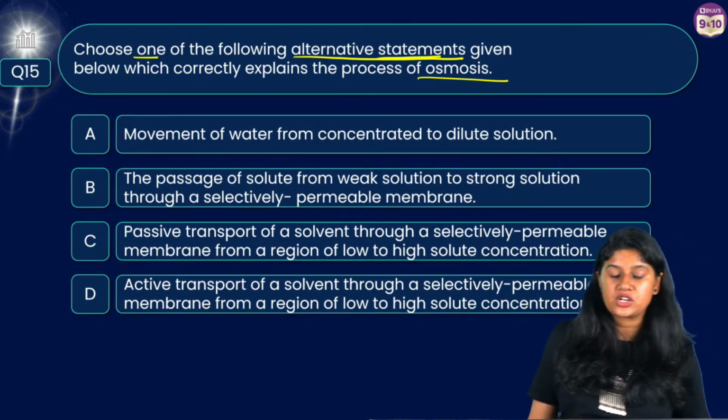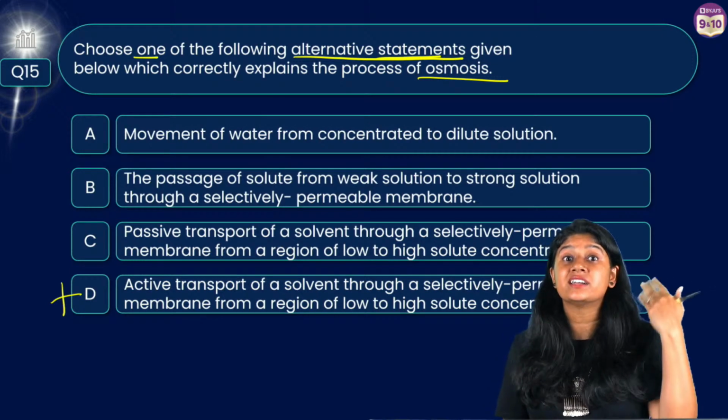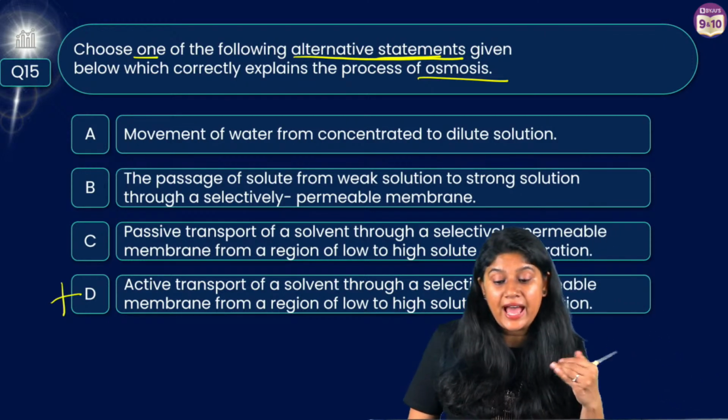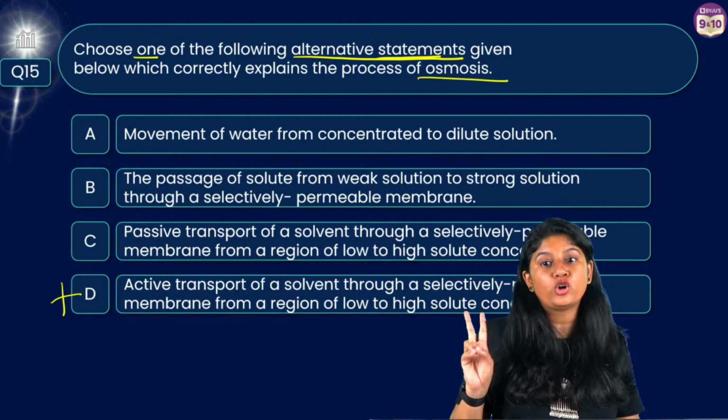See everyone, option D is incorrect. Osmosis is not an active transport. So we have 3 options left. Let's try to read and identify it. There's only one correct statement, everyone. No 2 answers are correct.